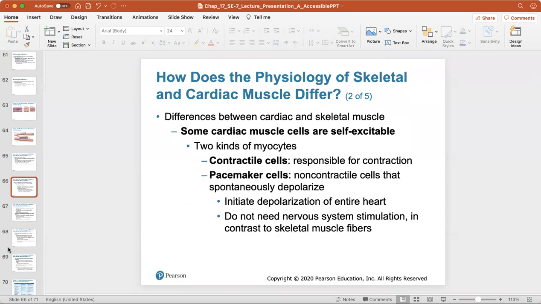Some differences are that some cardiac muscle cells are self-excitable. Some are contractile, responsible for the contracting of the heart. And some cardiac muscle cells are what we call pacemaker cells, which are non-contractile cells that will spontaneously depolarize. They initiate the depolarization of the entire heart. They do not need nervous system stimulation. So your heart can start its own heartbeat.